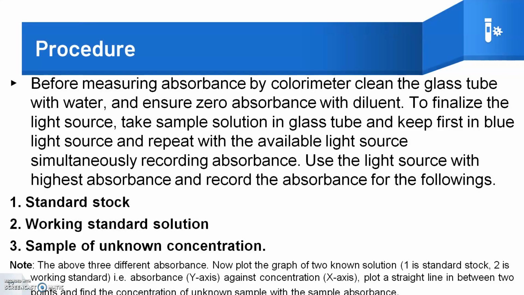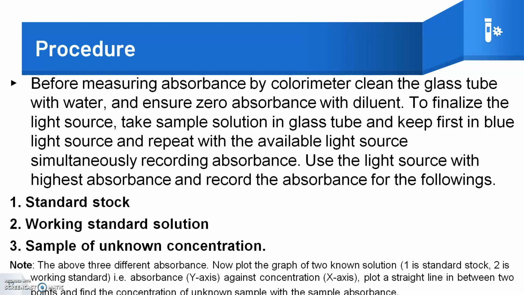After that, here is the instruction for measuring the absorbance. Before measuring the absorbance by the colorimeter, clean a test tube with water and ensure zero absorbance with the diluent. To finalize the light source, take a sample solution in a glass tube and keep it first in a blue light source and then repeat with the other available light sources. Then record the absorbance using the light source with the highest absorbance. So use blue light first and afterward the other available light sources; they are different colors you can use in that case.